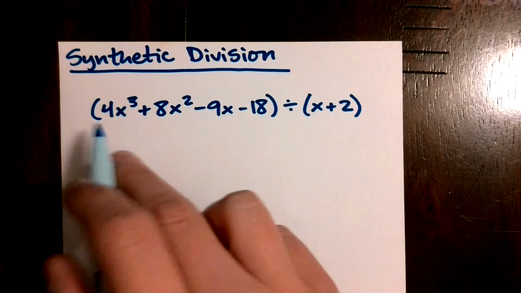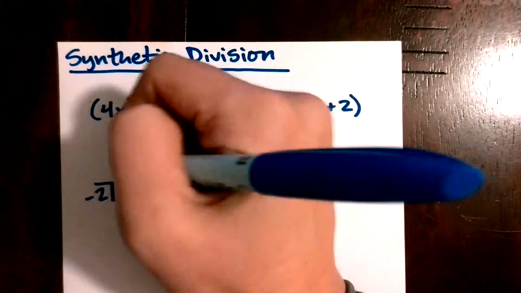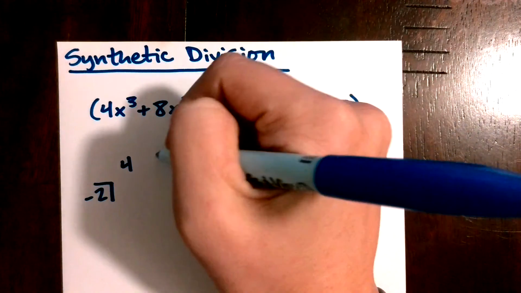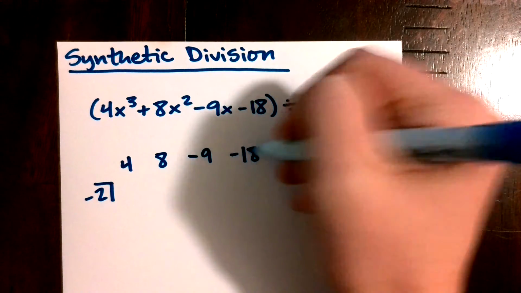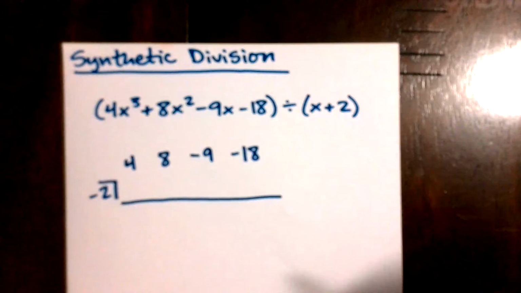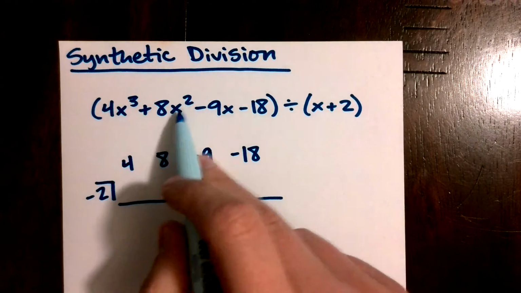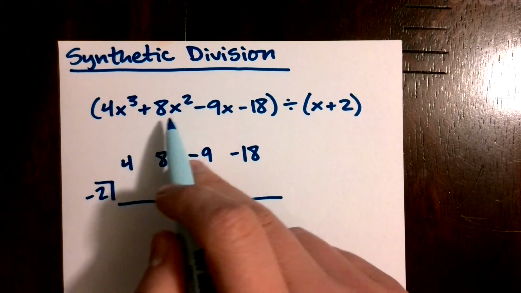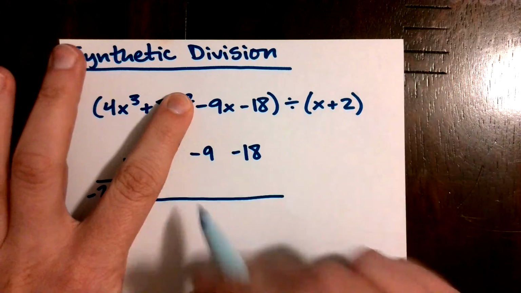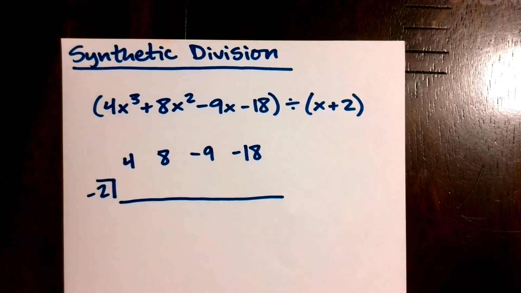Along the top, we're putting in all of the coefficients of what we're dividing into. So I've got 4, 8, -9, and -18. I do want to make sure that I have a place for every power. So I've got an x to the third, an x to the second, an x to the first, and an x to the 0. If I'm missing one of those, say I didn't have an x squared, then I would want a 0 in its place. So whatever your power is there, I need everything below that.